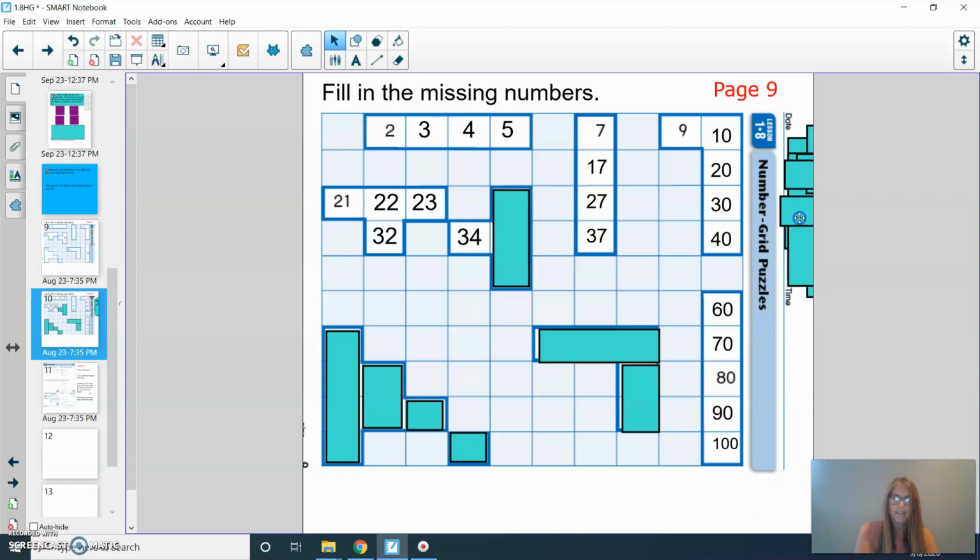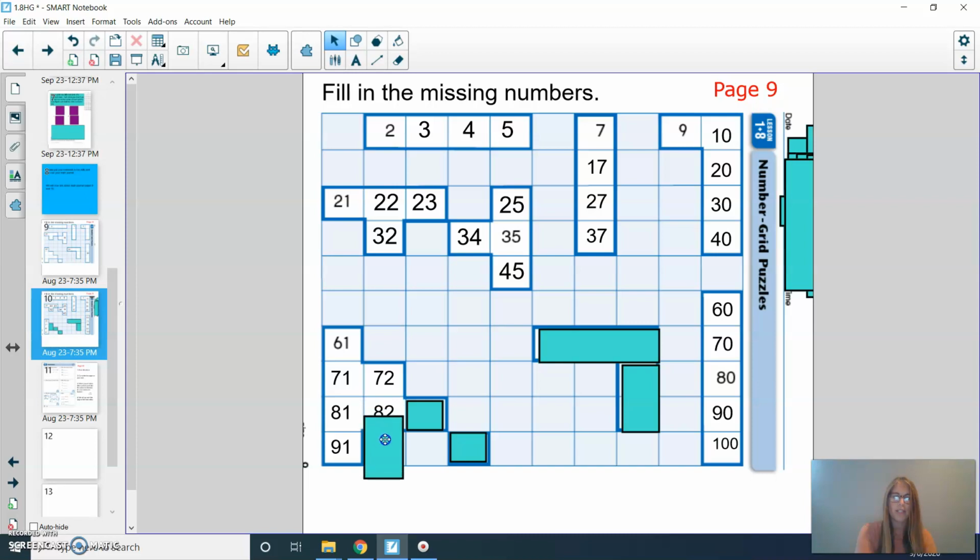This one, I had to figure out that mystery number 34, and I figured that out with thinking 1 less than 35 was 34, 10 less than 35 was 25, and then 10 more gave me 45. For this one on the side, we started with 61, 71, 81, 91. And then 1 more than 71 is 72. 1 more than 81 is 82. 1 more than that is 83.